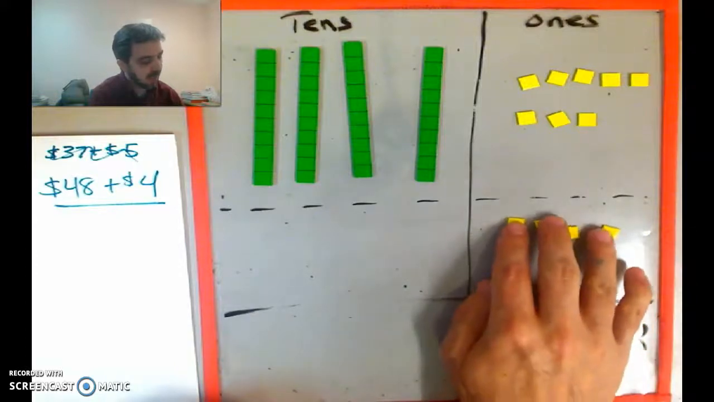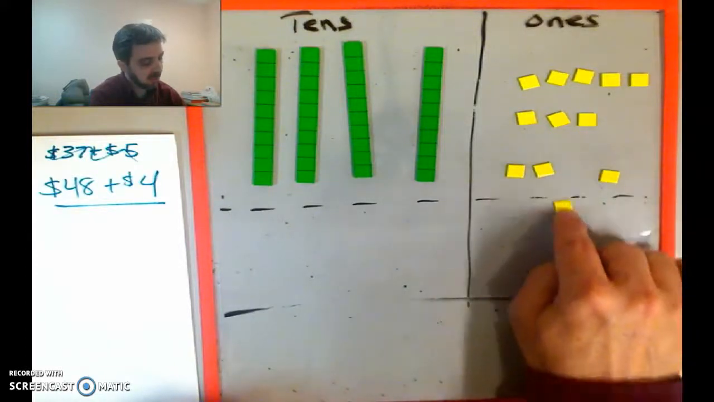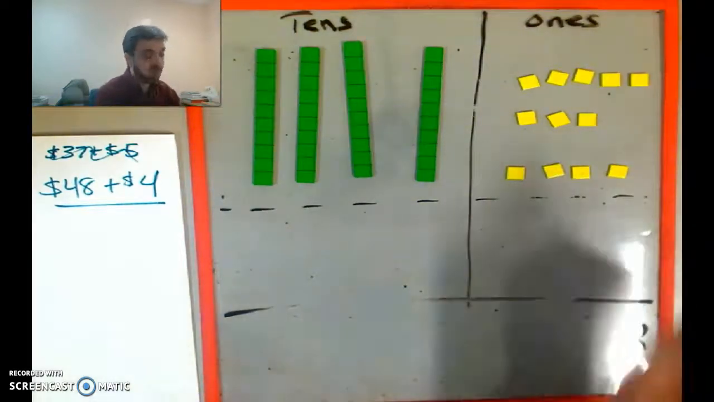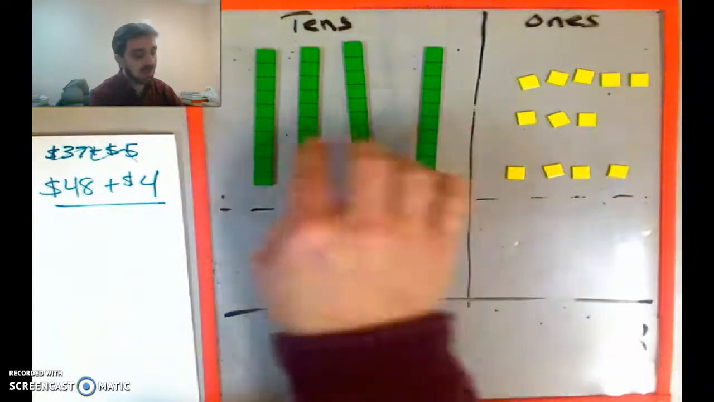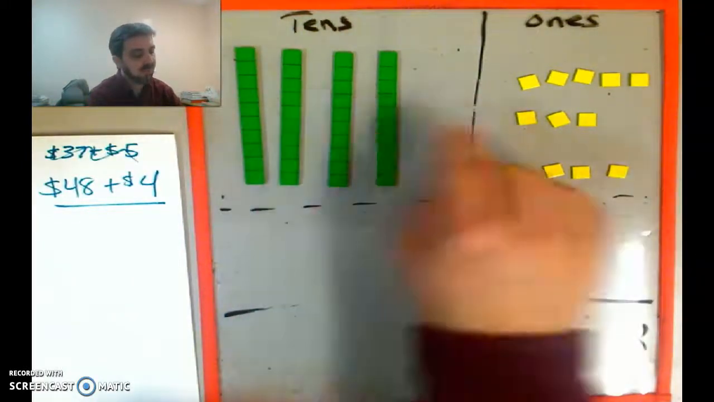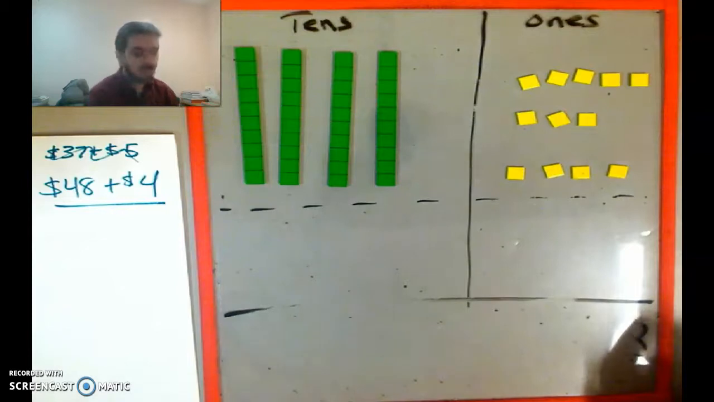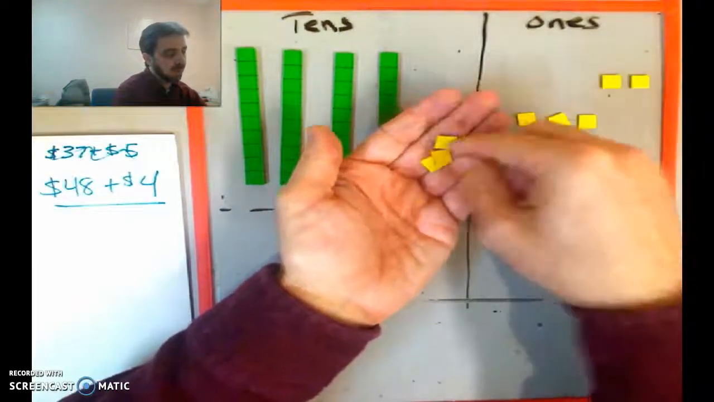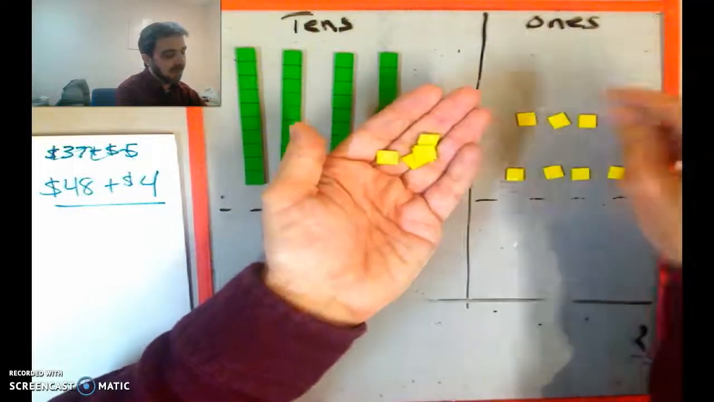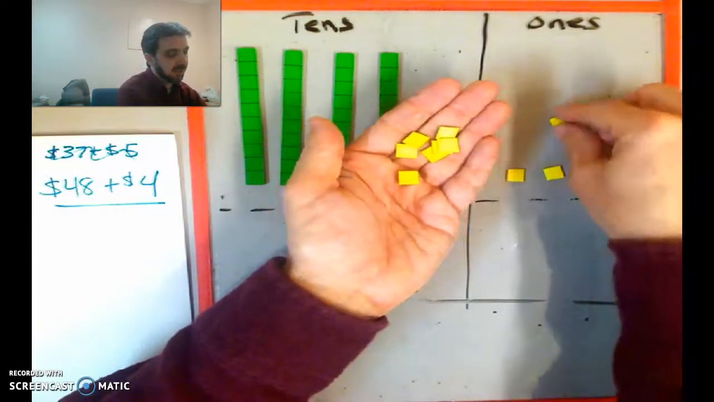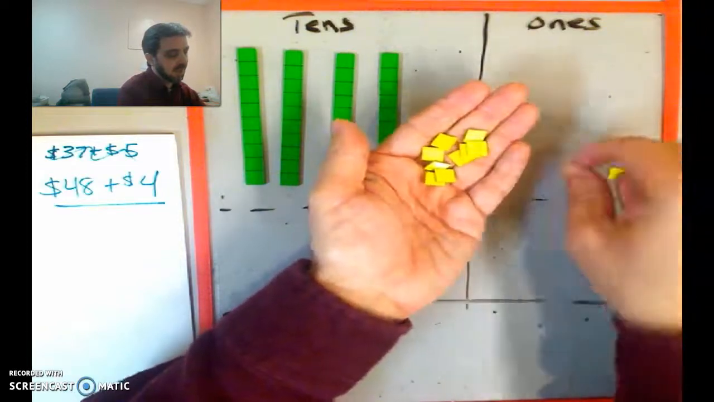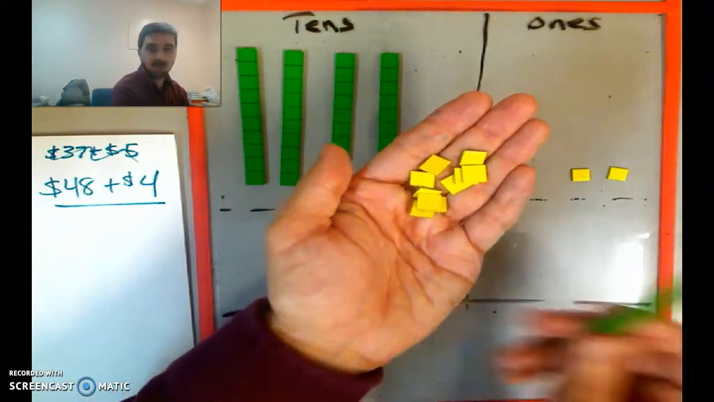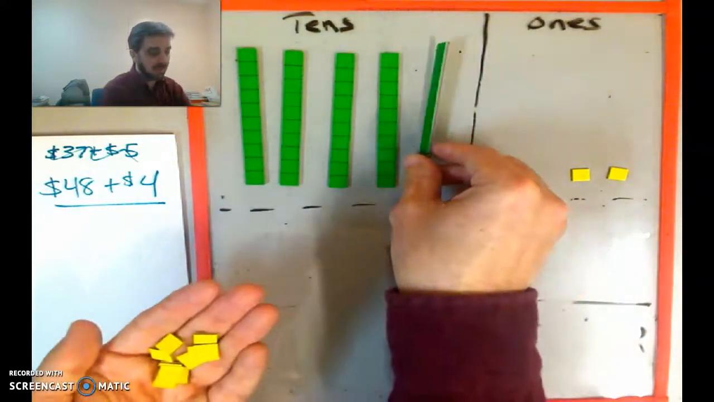So if I put those together, that gives me too many ones. But what I could do is regroup 10 of them to make another 10. In other words, if these were dollar bills, boys and girls, I could pick up 10 of them, 1, 2, 3, 4, 5, 6, 7, 8, 9, 10, and exchange them for a $10 bill, which is going to look like this. Okay, so there we go.